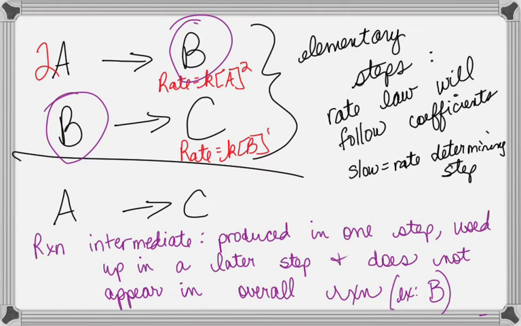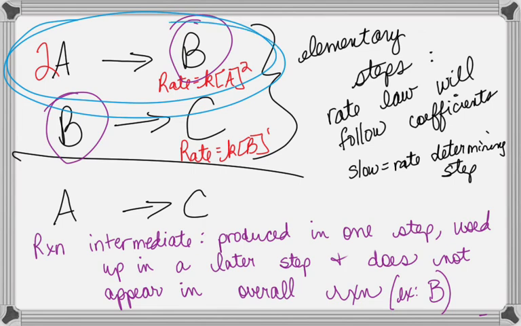So for example, if I gave y'all this problem and I told you that step 1 is the rate determining step, and then I said, here's the overall equation, A makes C, what is the rate law for the overall equation? You know what it is, because I told you this is the slow step. So you know the rate law for the overall equation is rate equals k times A squared. The overall equation rate law does not necessarily follow the coefficient. It only follows the coefficient when it's an elementary step.